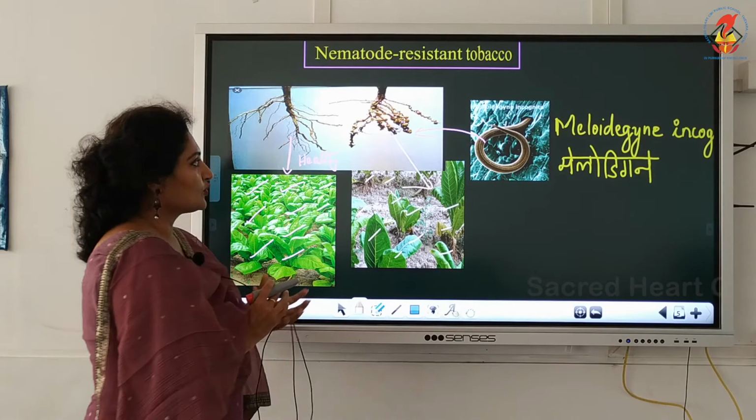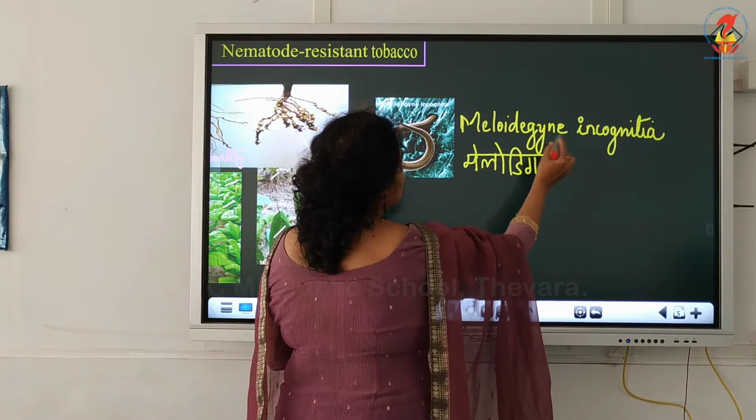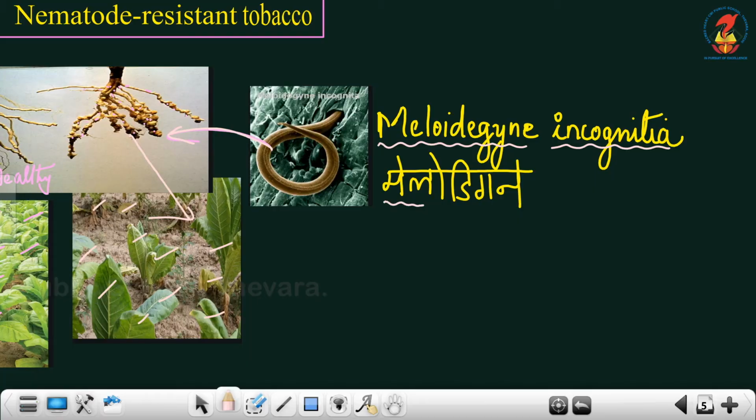So the pest is a nematode, and the name of that nematode is Meloidogyne incognita. It is pronounced like this, Meloidogyne incognita. That's the name of the nematode.